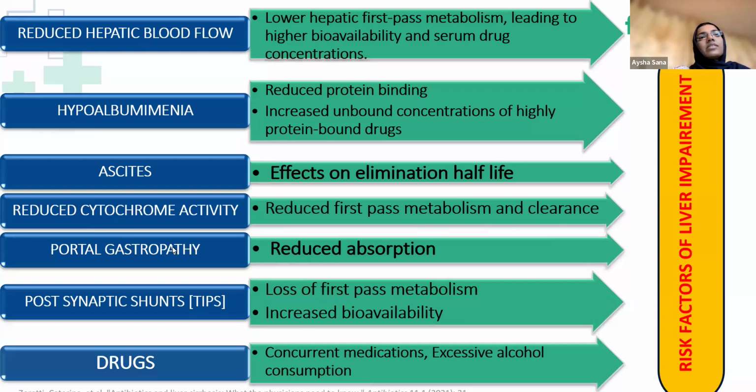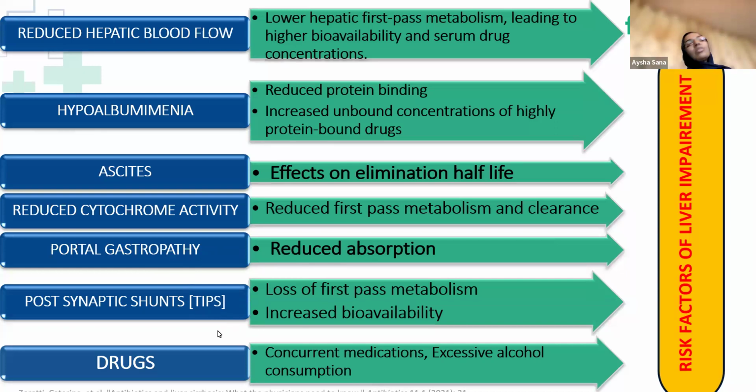Then next is the concept of portal gastropathy. That is, patients who have liver cirrhosis and portal hypertension will eventually have a complication called portal gastropathy, that is gastritis and impaired absorption. So in patients with gastritis or ulcers because of portal hypertension or cirrhosis, the immediate absorption of the drug from the GI tract is reduced, so affecting the clinical effect of the drug.